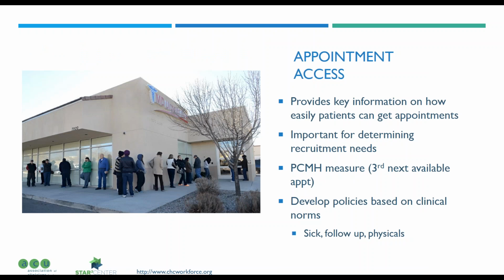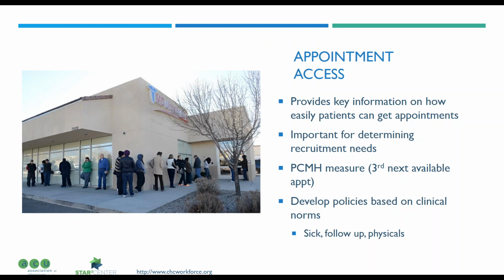So appointment access is the next area we would look at. It's very closely linked to productivity, as we mentioned before. Some of the issues of productivity may be access related. But appointment access provides key information on how easily patients can get in for an appointment. So this is if they call, how far away is it before they get in for an appointment. It's important for determining recruitment needs.